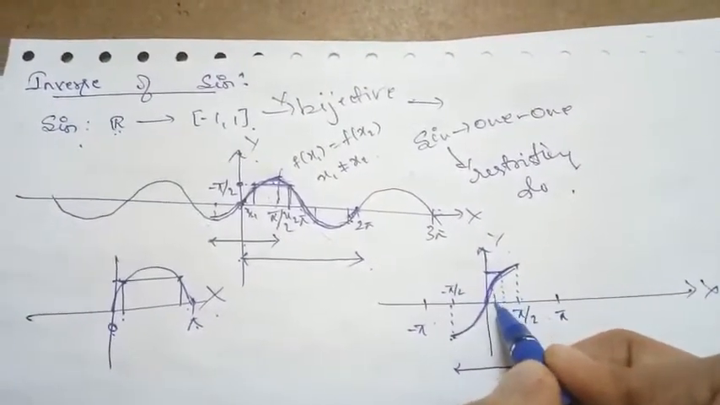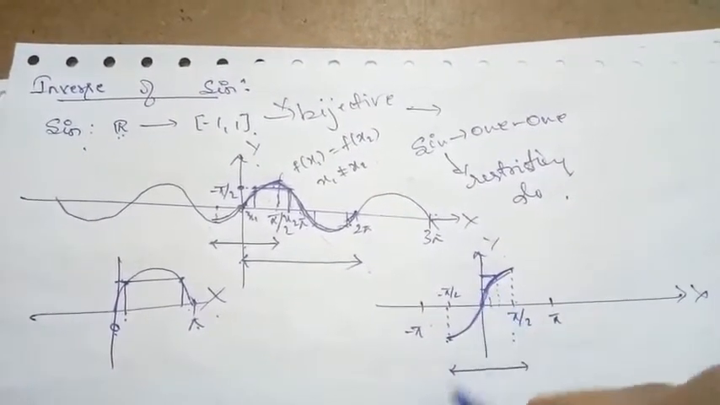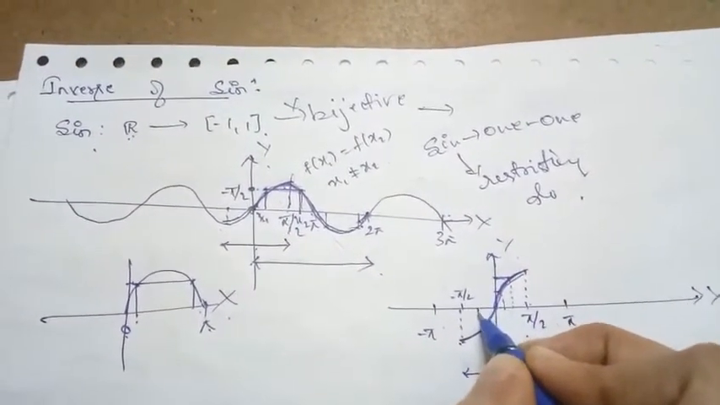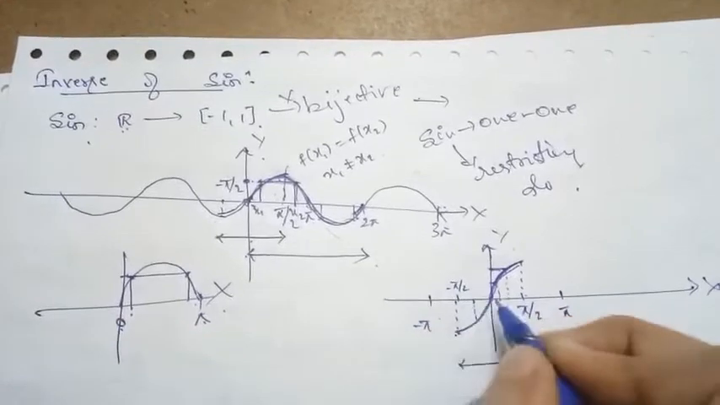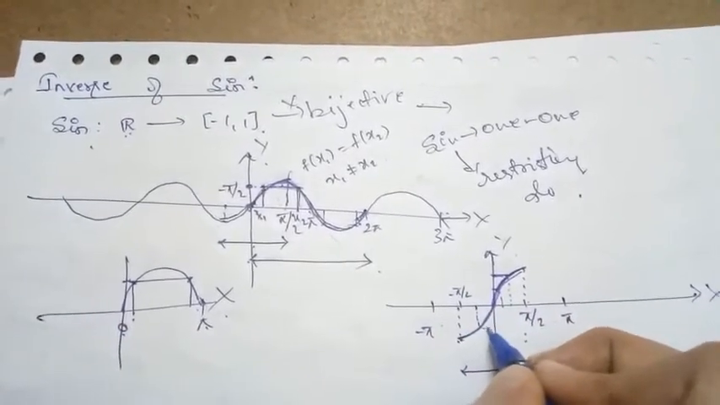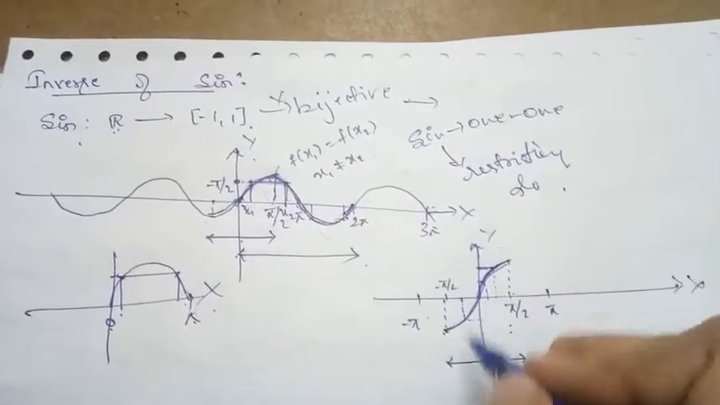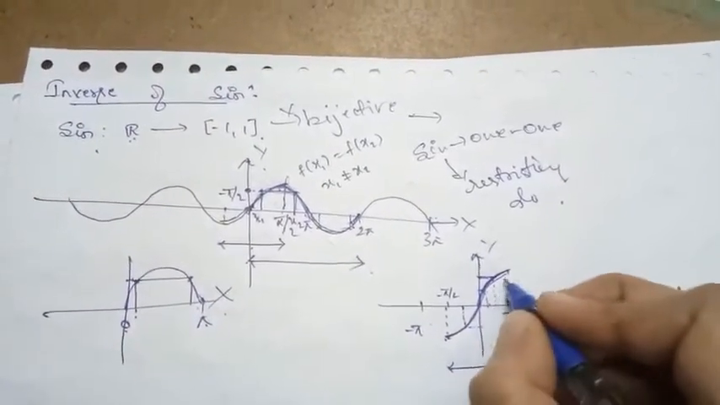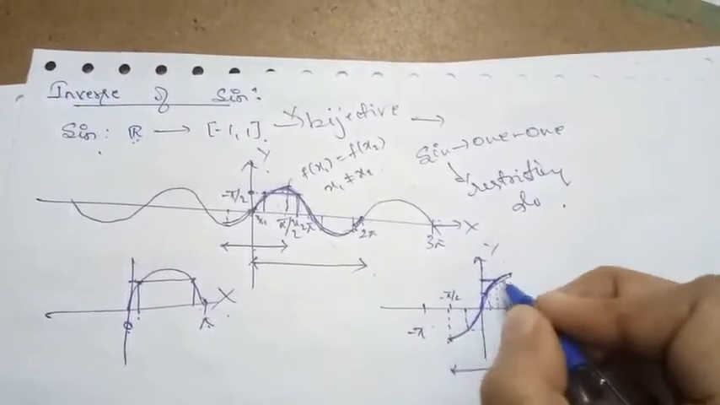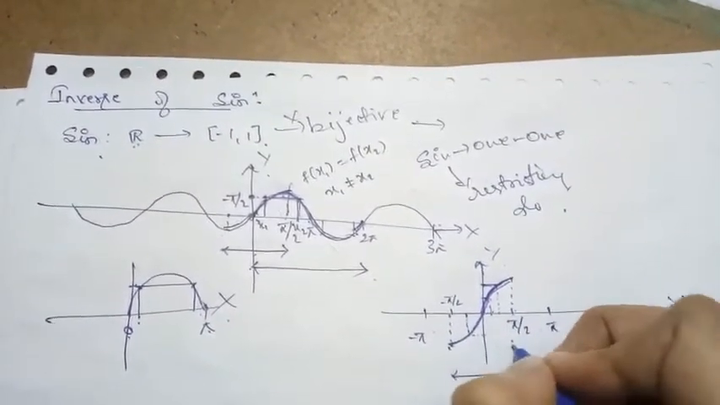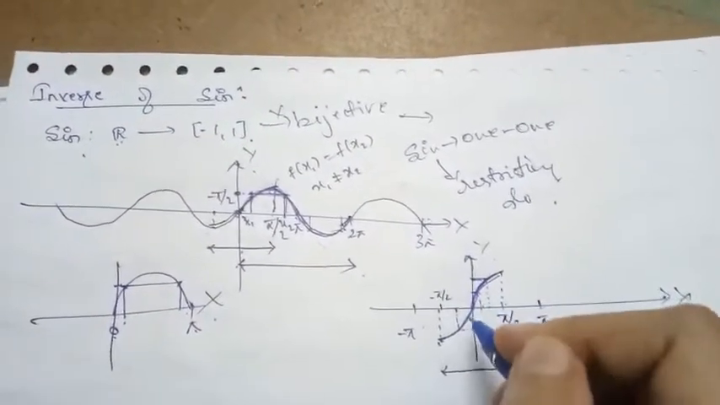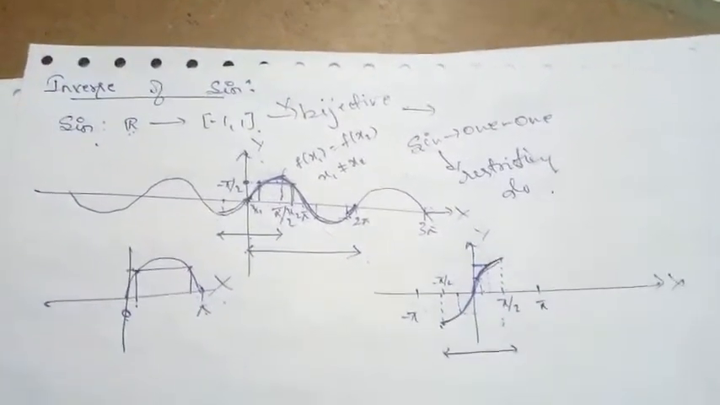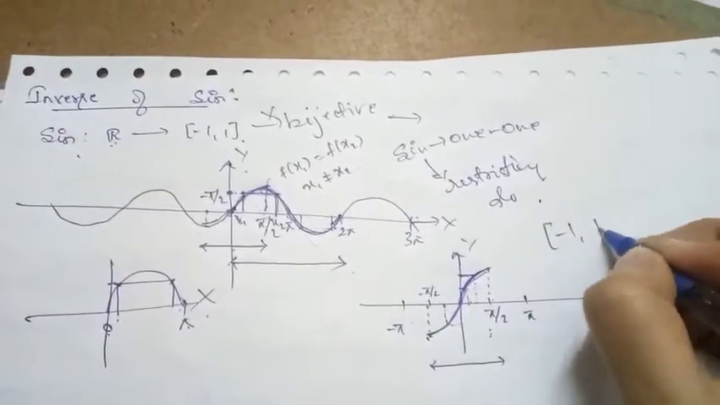Suppose if you take another x, we are going to get only one value in the range. Suppose you take another value from the negative side, from 0 to minus pi by 2, you are also going to get only one value in the range of that function. So for each value of x lying in the domain, from minus pi by 2 to pi by 2, we are going to get one and only one image in the range of that function. The range is from minus 1 to 1 itself.